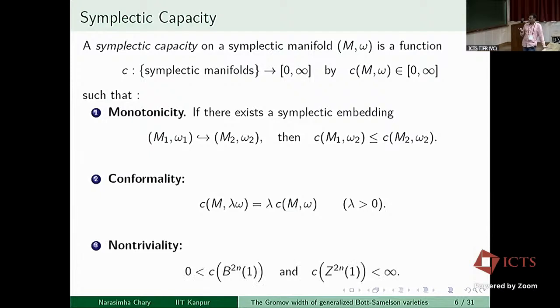Non-triviality means that you demand the ball always has positive capacity, and the cylinder always has finite capacity. Some people also demand normalization, so the capacity should be pi for the ball, and the capacity for the cylinder is also pi.